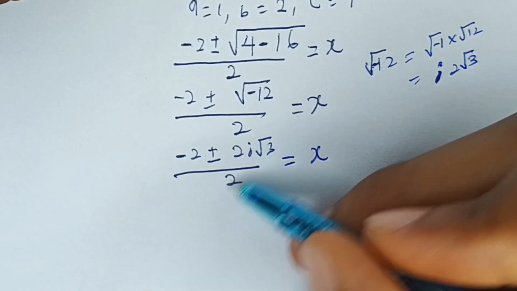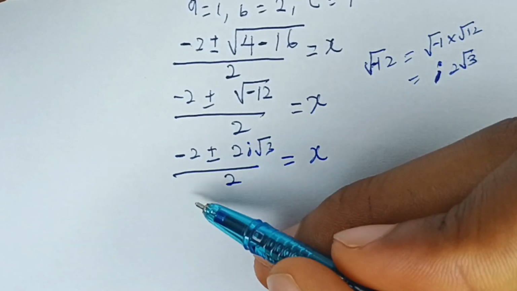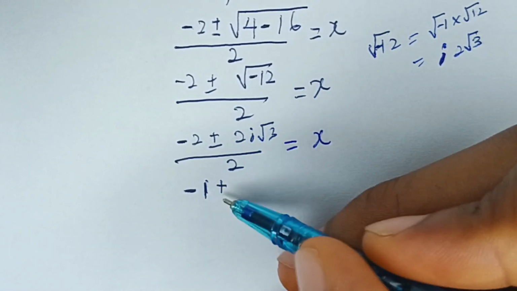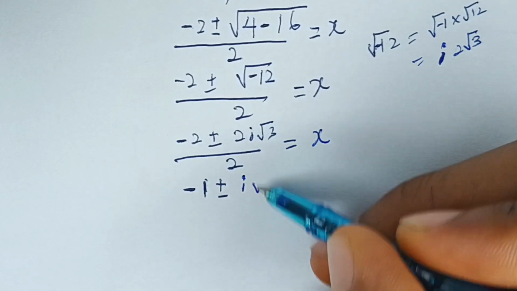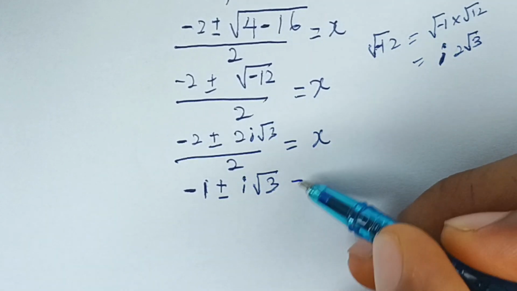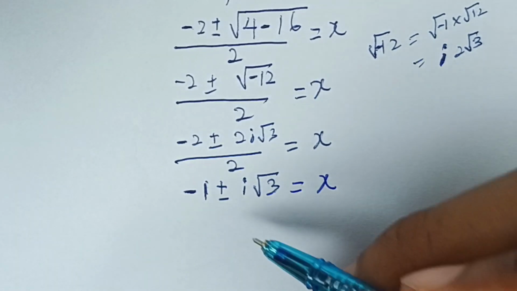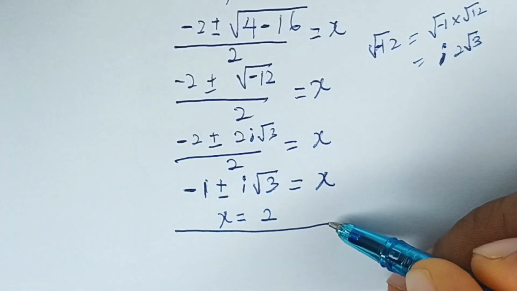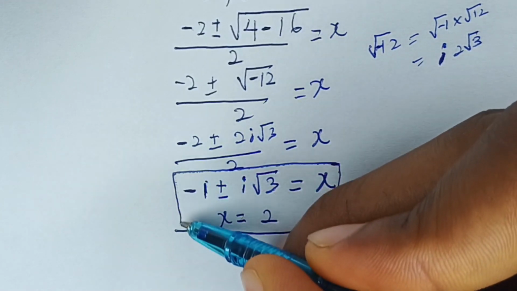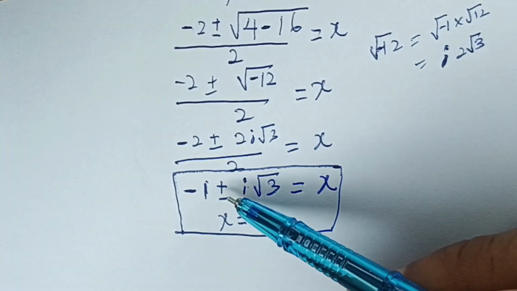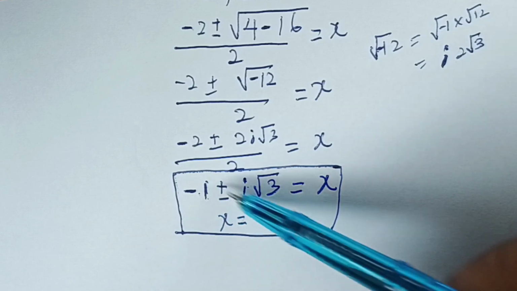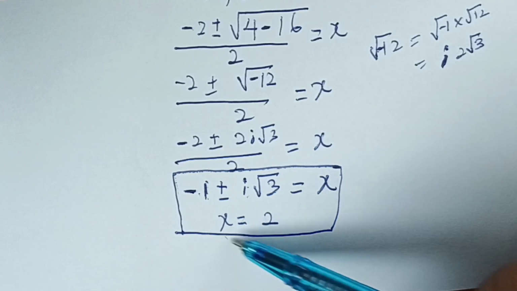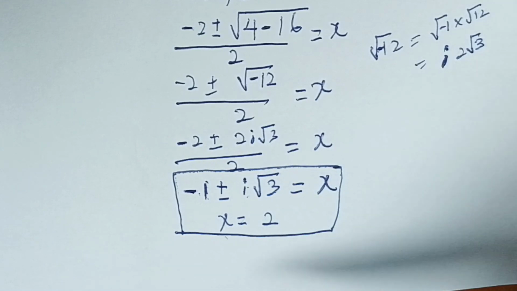Now dividing each term by 2, we have minus 1 plus or minus i root 3 is equal to x, or we have that x is equal to 2. Hence, the 3 answers for x are x is equal to minus 1 plus i root 3, or minus 1 minus i root 3, or x equals 2. Thanks for watching.